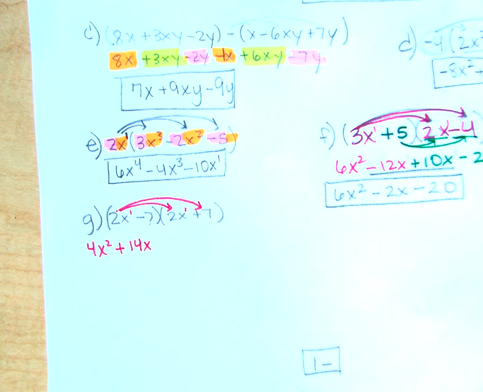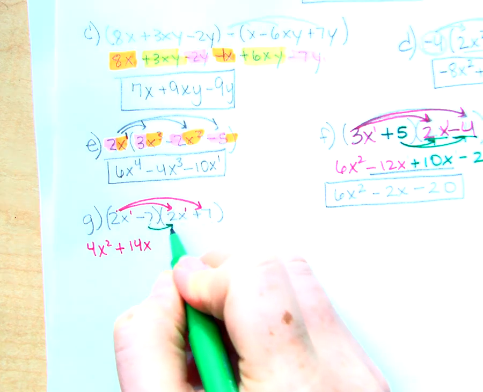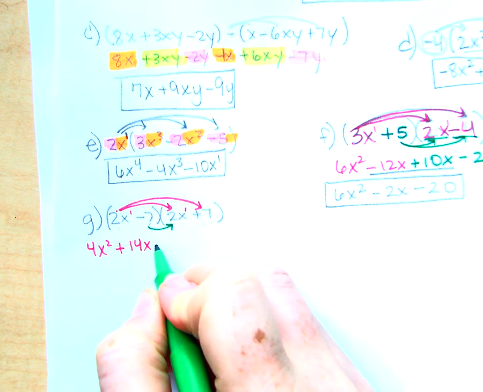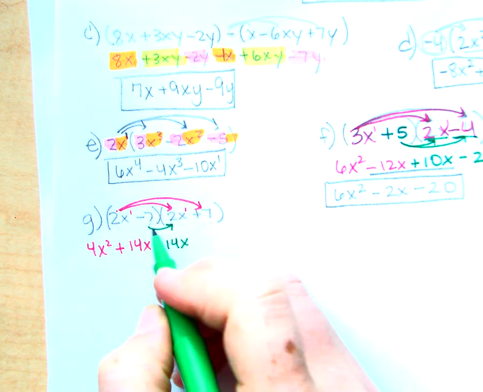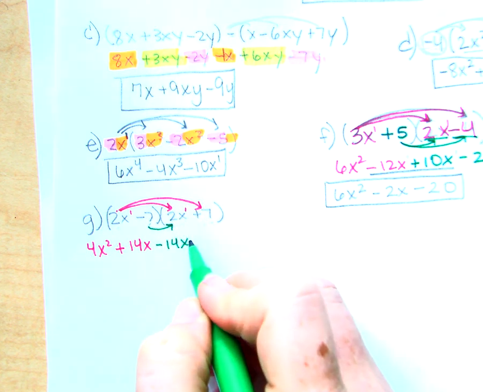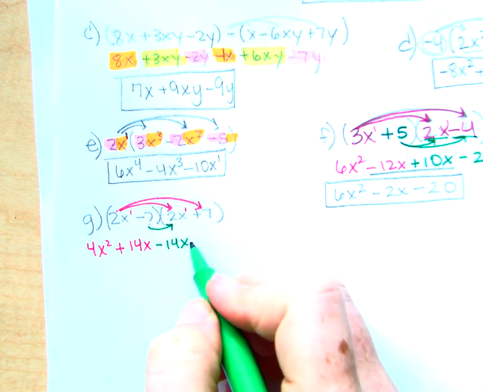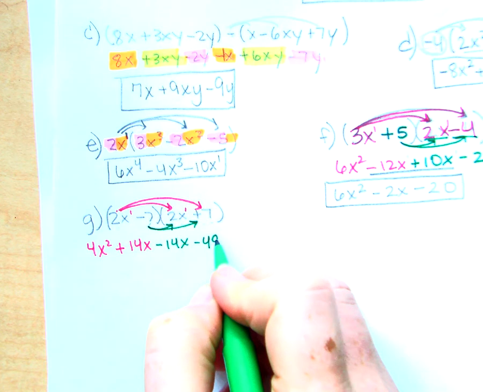Then after I distribute my 2x, I distribute my negative 7. So negative 7 times 2x, that's negative 14x. Negative 7 times 2 is negative 14. X doesn't have anything to multiply by, so it does not change. Okay, then negative 7 times positive 7 is negative 49.